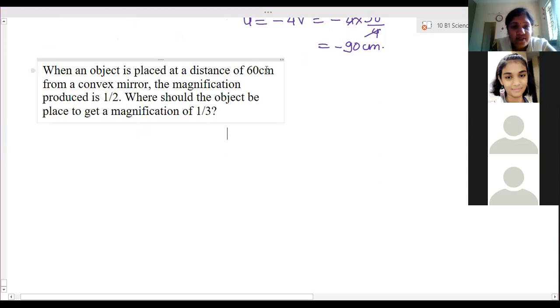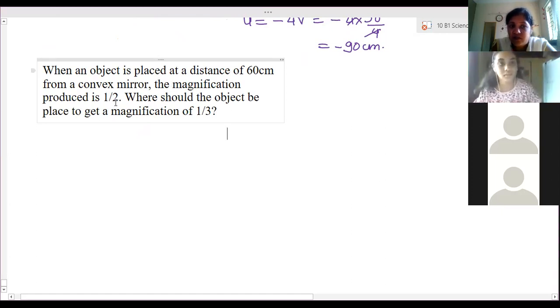When an object is placed at a distance of 60 centimeter from a convex mirror, the magnification produced is 1 by 2. Where should the object be placed to get a magnification of 1/3? For a mirror, when the magnification is changed, both u and v values will change. They won't be constant. Only the focal length for that particular mirror will remain constant. So by knowing magnification 1 by 2 and object distance 60, we need to calculate focal length, and use that focal length for the second condition.